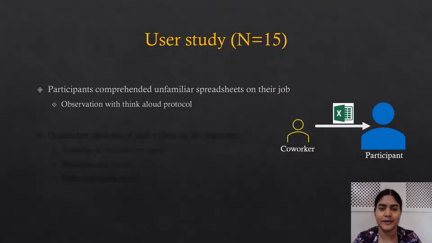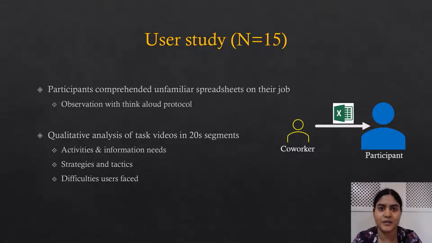In order to answer these questions, we conducted a user study. We recruited 15 participants. Each of these participants had received a spreadsheet from a colleague, and now they had to understand and work with that spreadsheet in order to accomplish a job task. We simply observed participants working on these job tasks. We also asked them to think out aloud. We then qualitatively analyzed participants' task videos in small 20-second segments. We looked at the activities they engaged in, the information they were seeking, the tactics and strategies they adopted, their pain points, and so on. And so we ended up with a lot of qualitative, rich, fine-grained data from the real world.